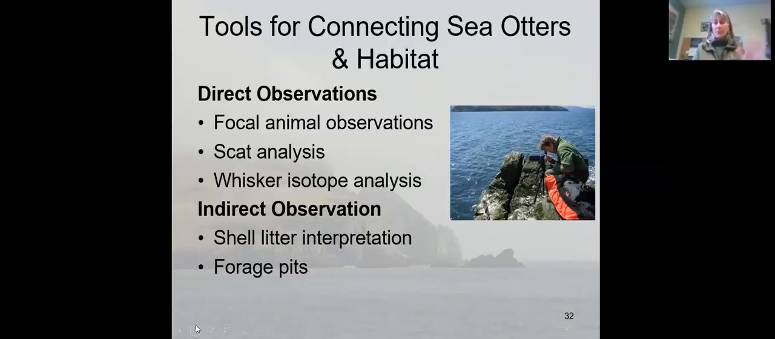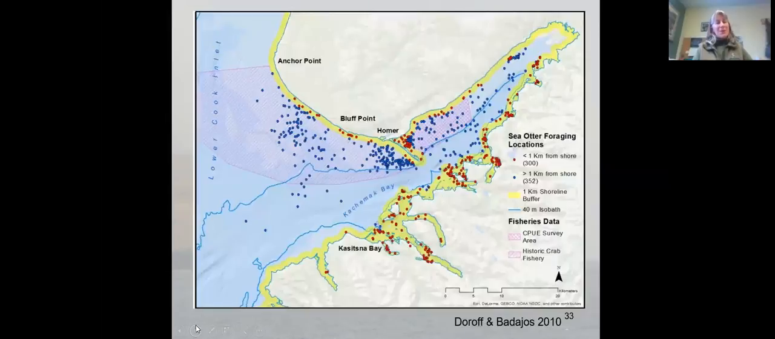Many of us have contributed to a larger research project on whisker isotope analyses. And then we have some indirect metrics of looking at shell litter and interpreting it, and some forage pits work, and I'll show some data from that. Next. So now I'm starting to drill into the home front here. This is Lower Cook Inlet, Kachemak Bay.